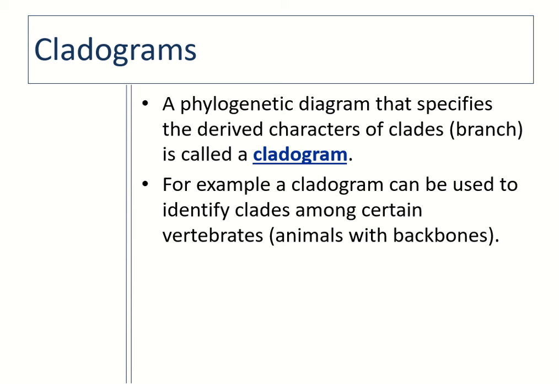Okay, and so these were the branches that went through the things that all of them had in common in our cladogram. In the great clade race that we did before the end of spring break, they all had a vertebral column. For example, a cladogram can be used to identify clades among certain vertebrates, animals with backbones, and that's what we did in our great race.